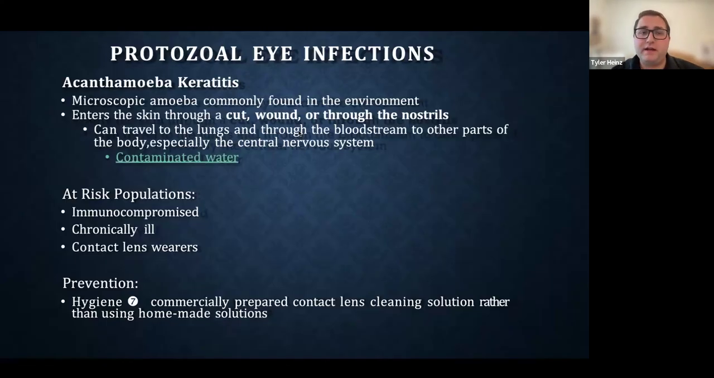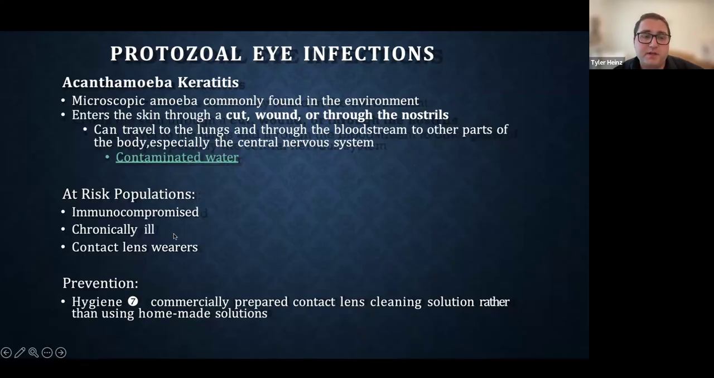Now, our protozoal eye infections, Acanthamoeba keratitis. So, the microscopic amoeba commonly found in the environment, usually entering through a cut or a wound or through the nostrils. Again, any cuts on the surface of the eye, this is going to be opportunistic and it's going to leach itself into that scrape on the epithelium and start to proliferate. But once it is in your body through any type of thing, again, the cuts, the wound, the nostrils, it can travel through the lungs, through the bloodstream, other parts of the body, especially to the central nervous system. And it's usually going to be from contaminated water.